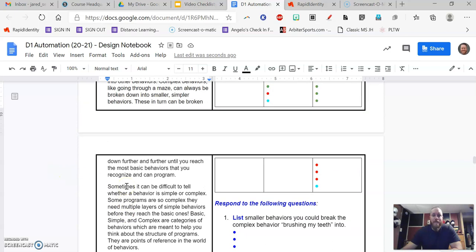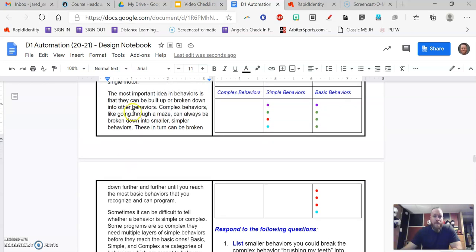In order to get a robot to go through a maze, the robot doesn't know how, and so we need to break it down into the most basic, simple, individual, single actions to tell it exactly how to do that. Okay? So the important information here is that behaviors can always be built up or broken down into other behaviors. So go ahead and highlight that.